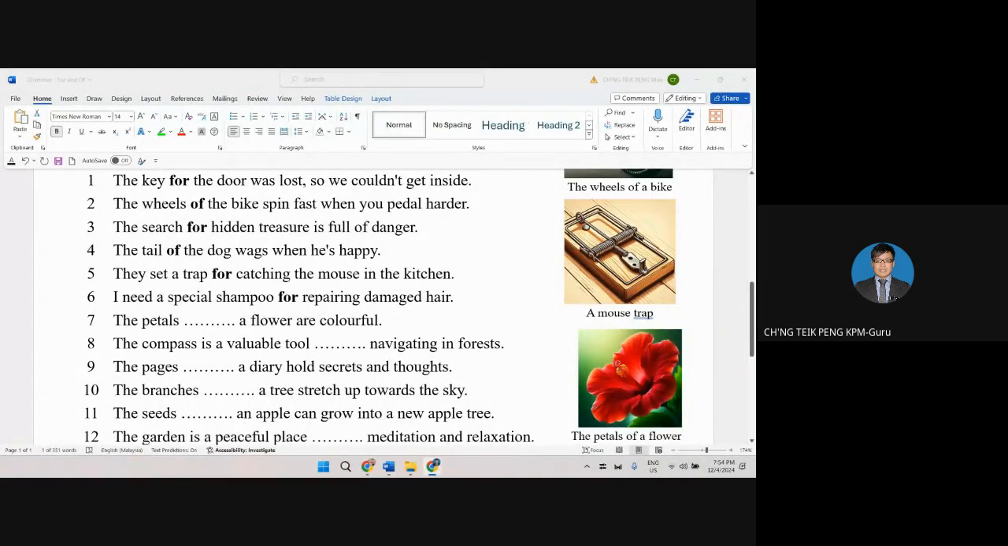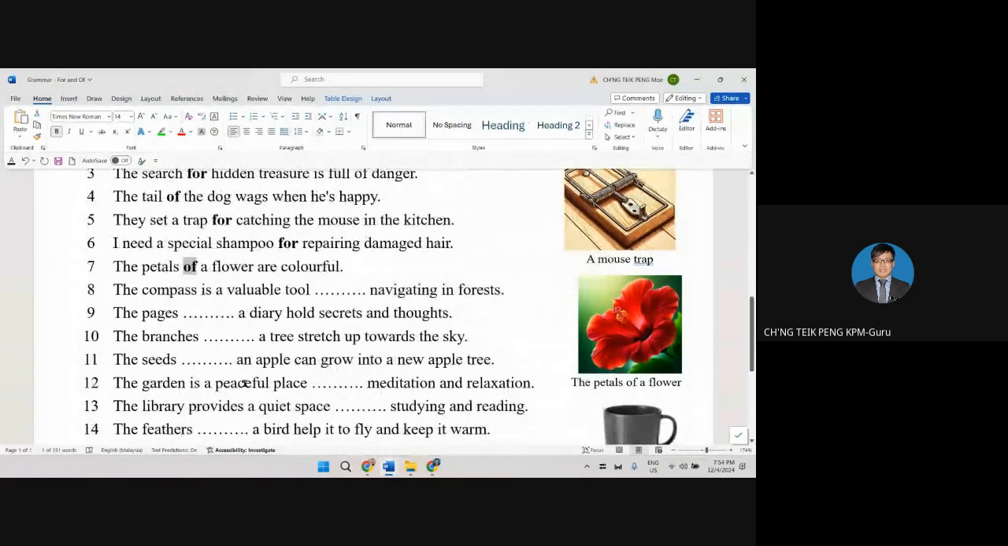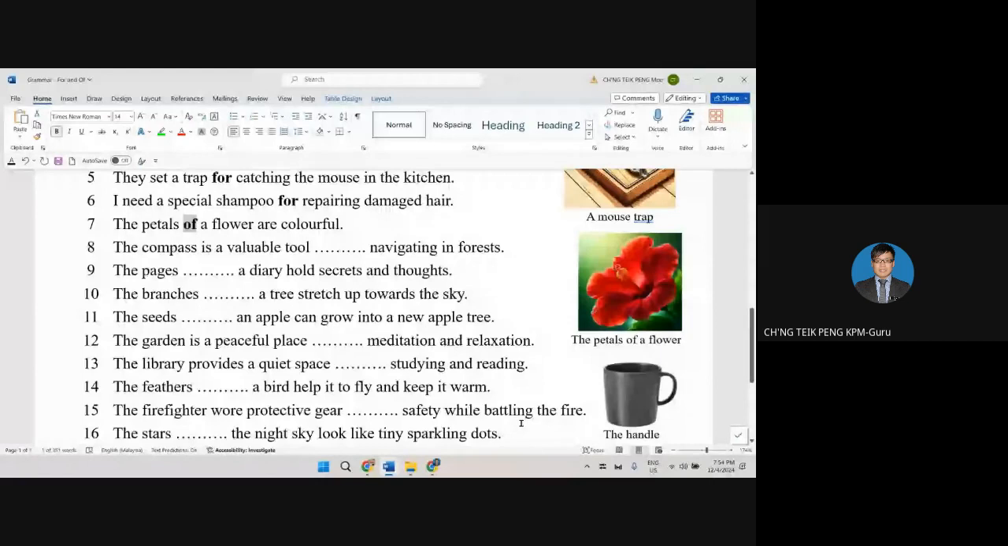Very good. And number seven, Kai Yuan. The petals of a flower are colorful. Yes, the petals of a flower are colorful. So look at the petals, look at the picture, yeah? So the petals, they are part of a flower. That's why we can use of. Okay, number eight, the end.